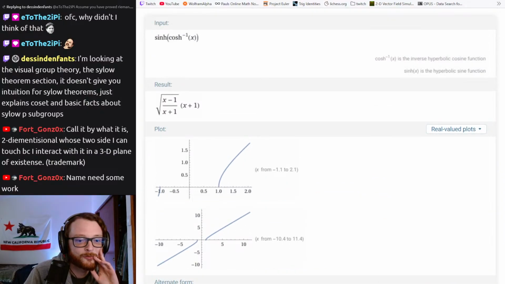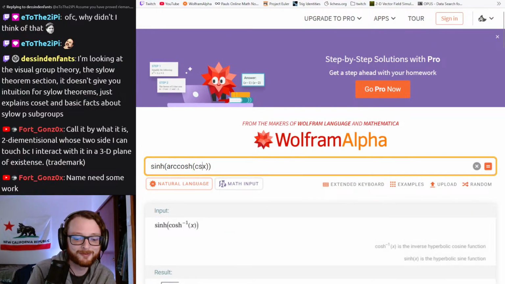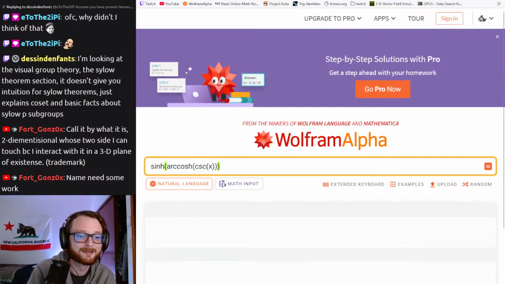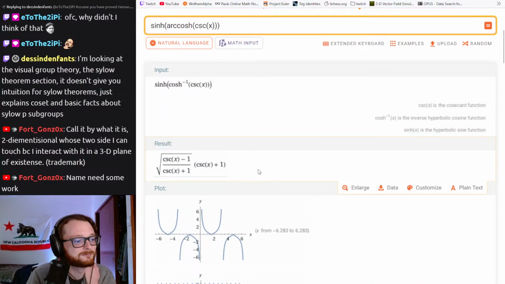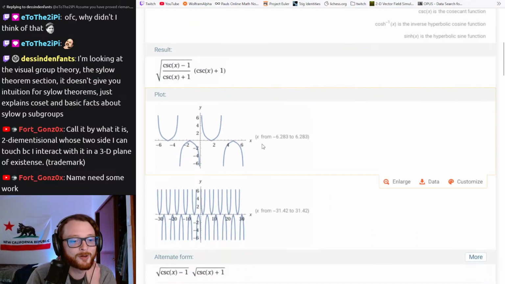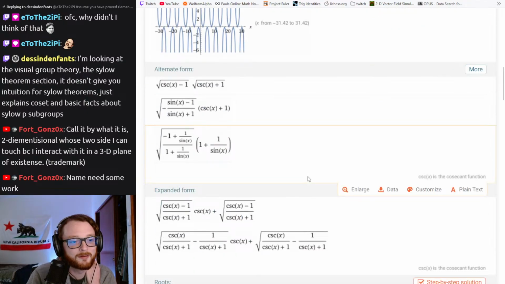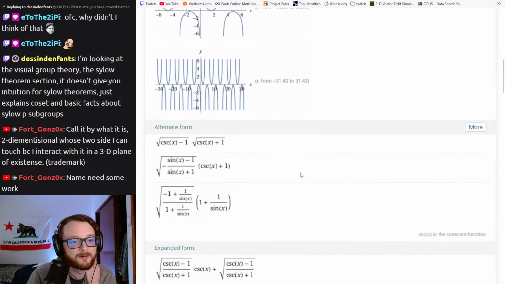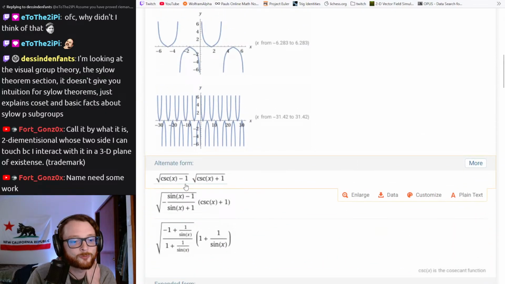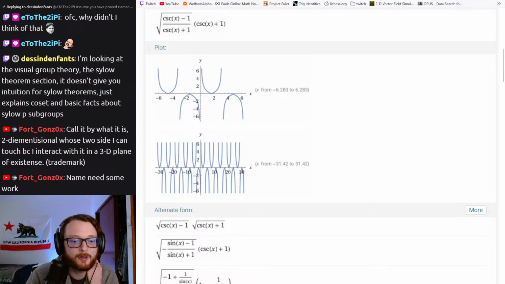Does throwing in the cosecant fix anything by any chance? Oh, it does somehow fix things. Oh, of course it's going to look like that. That function is root cosecant squared minus 1. I should have... actually, I guess I don't know if I should have known that or not.